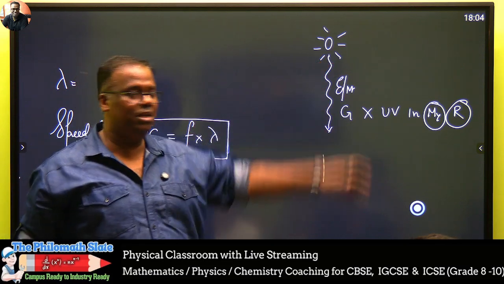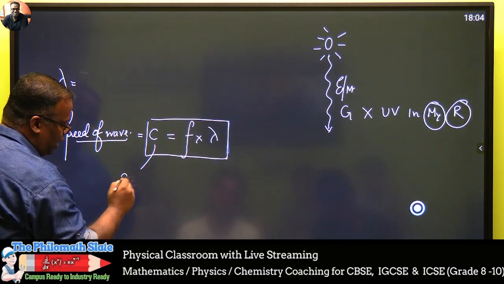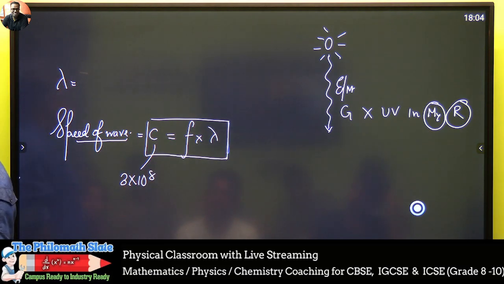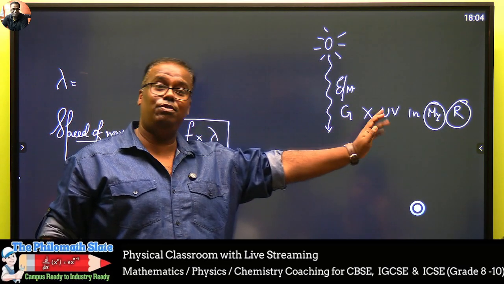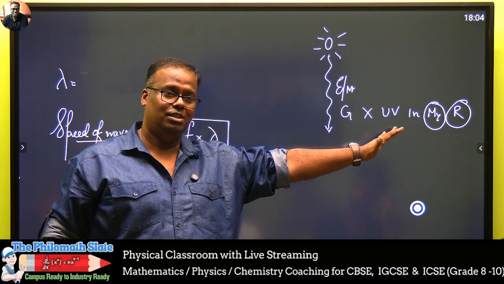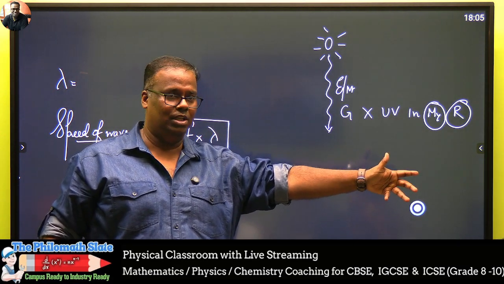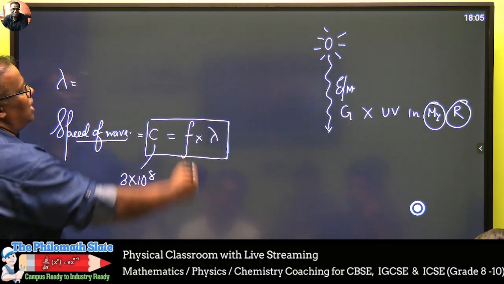They are all coming at what speed? They are coming at the speed of light, 3 into 10 to the power 8. Whether it is gamma rays, X-rays, everyone is coming at the same speed. So if you know the frequency, you should be able to work out the wavelength. Now, this example might not stand proper with you.